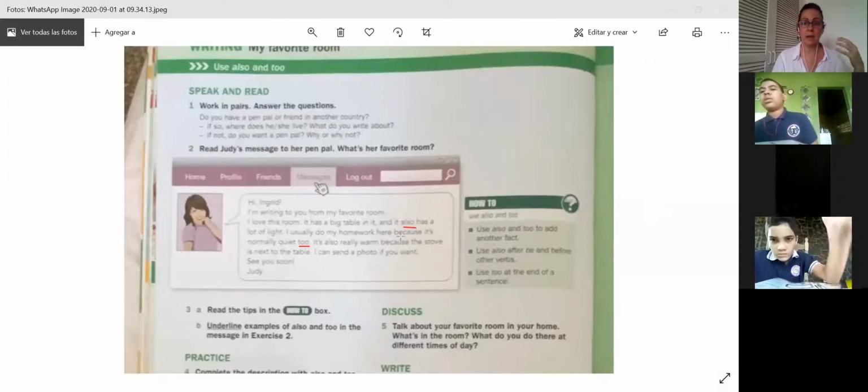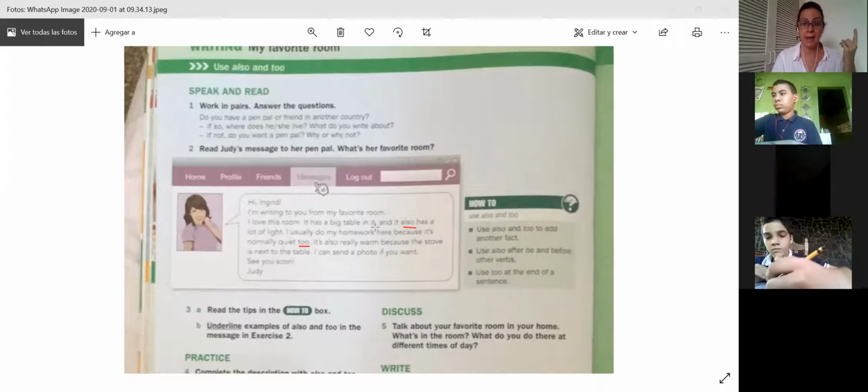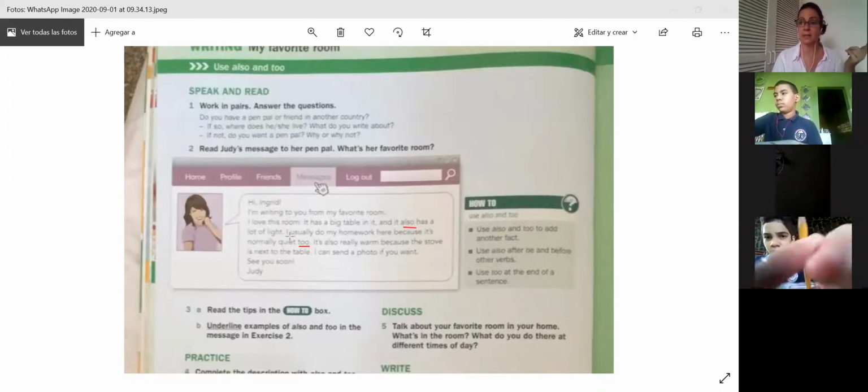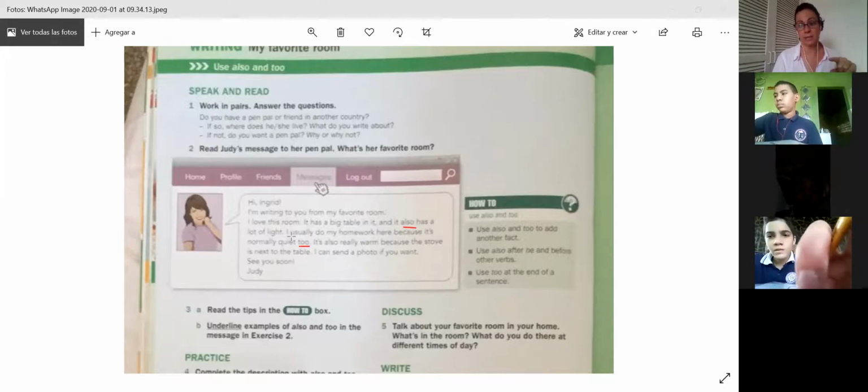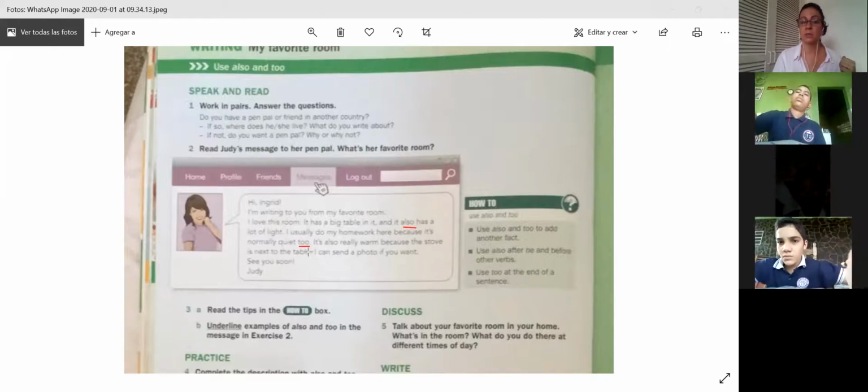Para hablar de otro hecho más, usamos also. She's saying it has a big table in it and it also has a lot of light. Entonces, it's another fact. Está añadiendo otro hecho. I usually do my homework here because it's normally quiet too. So we just found two. Estamos haciendo esta parte, este ejercicio. Underline examples of also and too in the message.